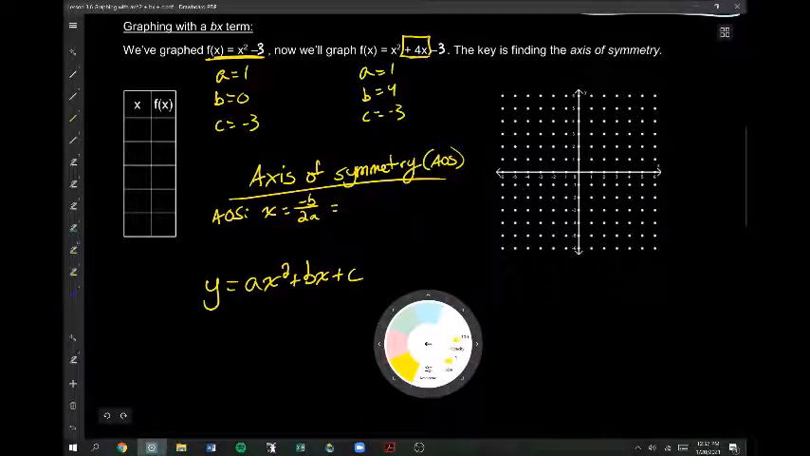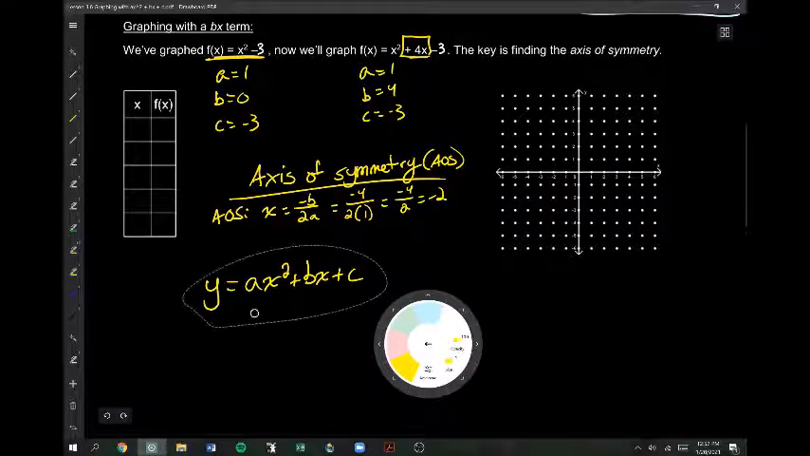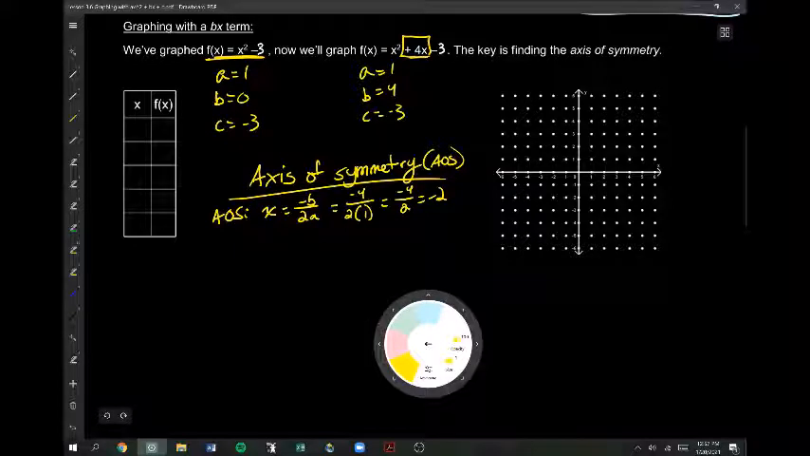So negative b is negative 4, and 2 times a would be 2 times 1. So this becomes negative 4 divided by 2, which is negative 2. So the line of symmetry for this new graph I'm making is going to be here. This is my line of symmetry, x equals negative 2. Now that's really important because that is going to be where the vertex is. The vertex is going to be somewhere on that line.